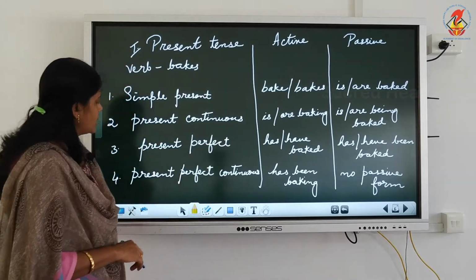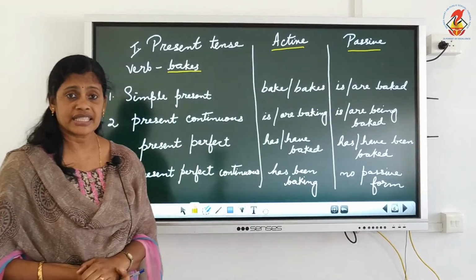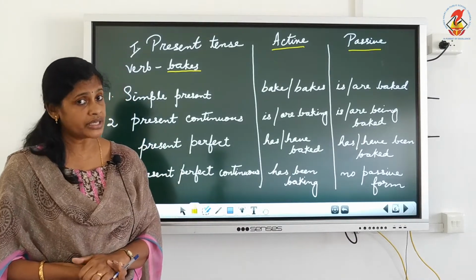Now children, for example, if I have taken the verb as bakes, singular is bakes, plural will be bake, isn't it? So in simple present tense, the active form and the passive form I have written here. These are the rules which are given on page 116. It's given in a tabular form. You have to learn it by heart.